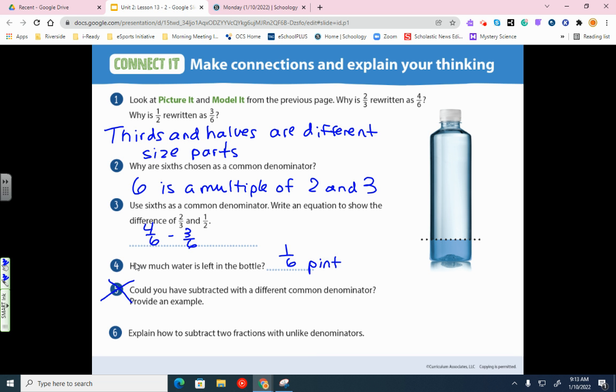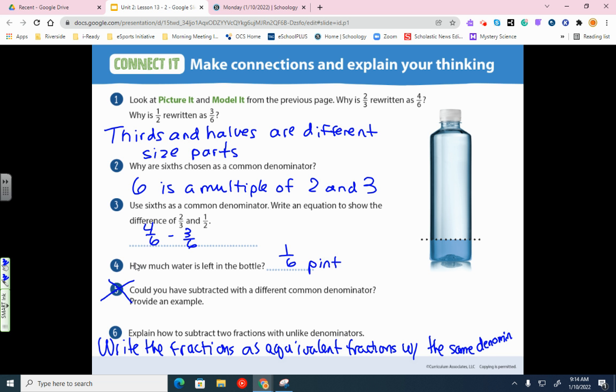Explain how to subtract two fractions with unlike denominators. We write the fractions as equivalent fractions with the same denominator. Run out of room there, but you get it. So we write the fractions as equivalent fractions with the same denominator. And this is an E. Sorry, it's so sloppy.